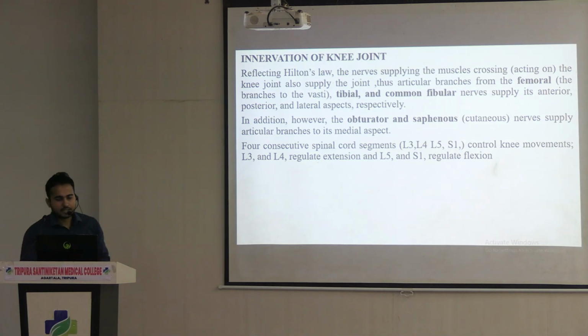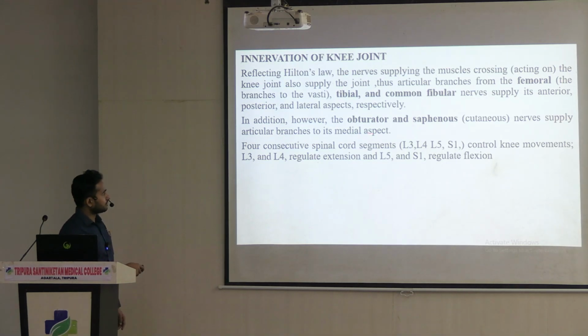Now, in the case of the knee joint, you can see it is supplied by the branches of the femoral nerve, that is also the branches to the vasti. Along with that, we are getting the tibial nerve and common fibular nerve. Now, these particular nerves supply the muscles acting on the joint and they also supply the joint. These nerves supply the anterior, posterior and lateral aspects of the joint. Okay? Next, in addition to that, the obturator and saphenous cutaneous nerves are also supplying the medial aspect of the joint.